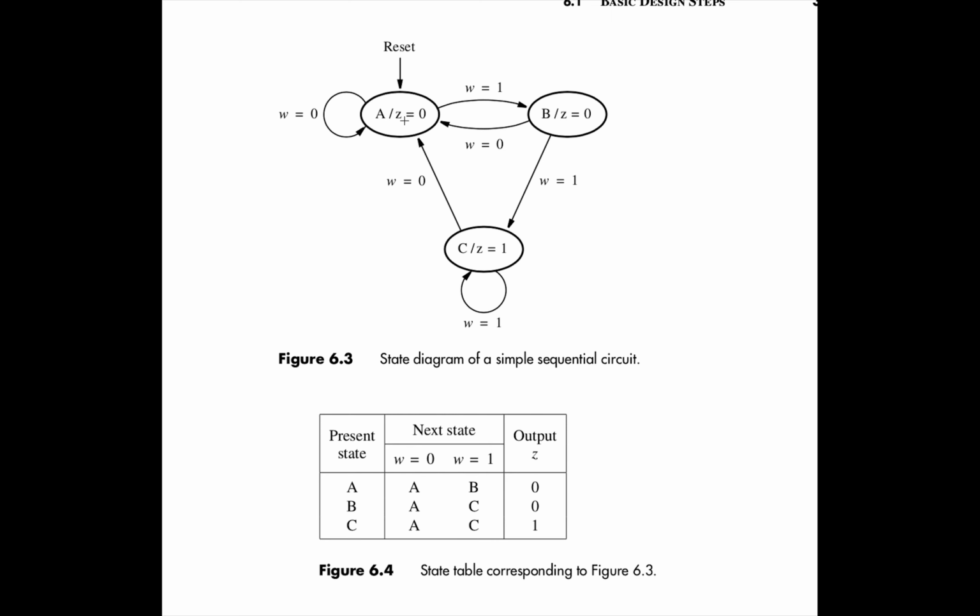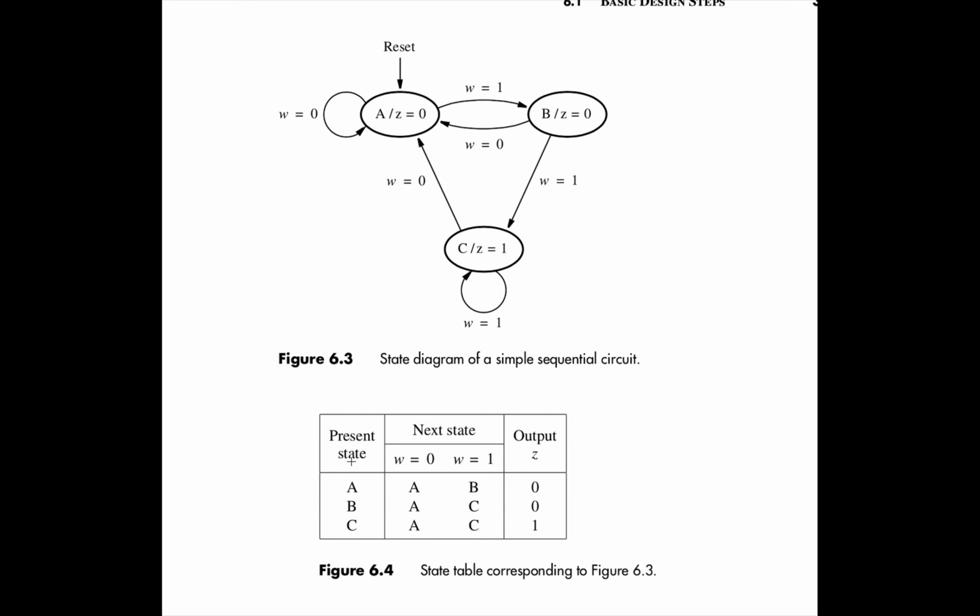So a Moore machine, basically what it means is that my output, as you can see here, the output is Z, depends only on my current state, or my present state. So when my state is A, my Z goes to 0. When my state is B, Z goes to 0. When my state is C, Z goes to 1. So as you can see, my output only depends on my current state. So this is an example of a Moore type state machine.